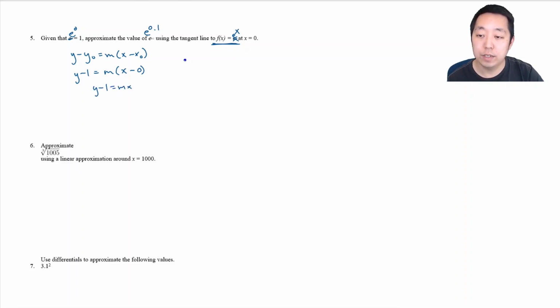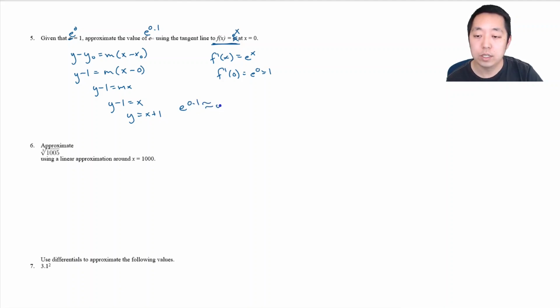Well, the derivative of e to the x, f prime of x, which would be the slope of this tangent line, is e to the x, and f prime at 0 is e to the 0, which is equal to 1. So the slope is 1. So I have y minus 1 is equal to x, so y is equal to x plus 1. And so e to the 0.1, I would approximate by plugging in 0.1 for x plus 1, so it's about 1.1. Okay.